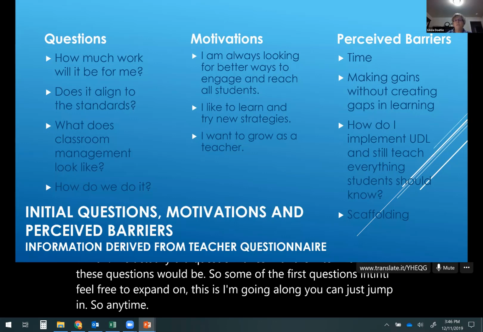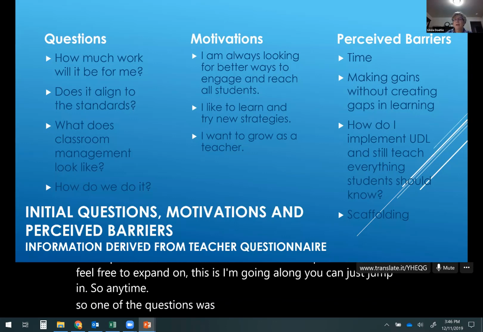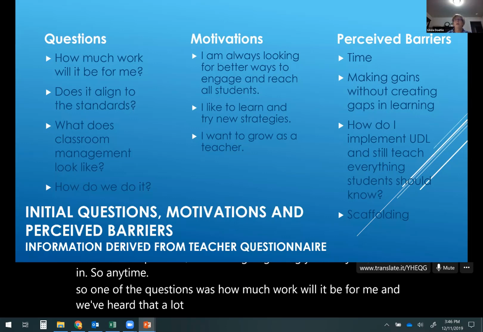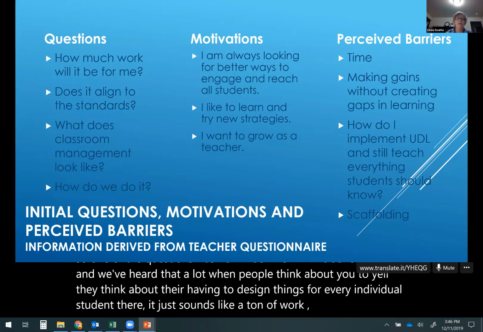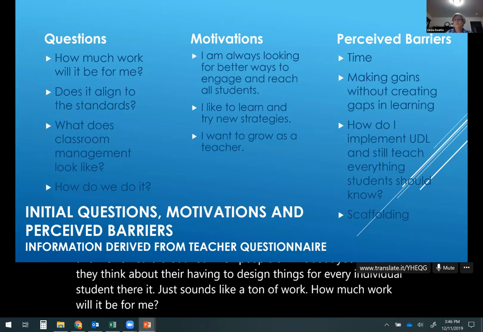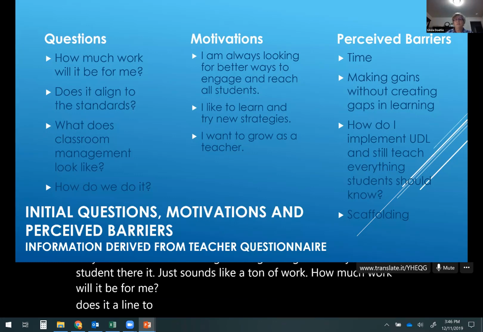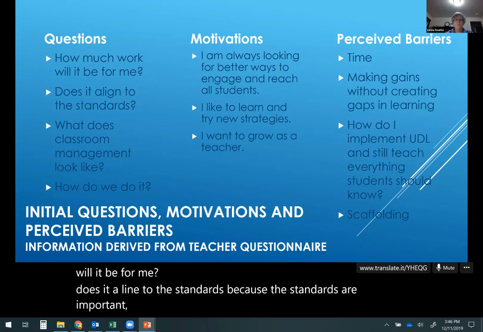So one of the questions was, how much work will it be for me? And we've heard that a lot. When people think about UDL, they think they're having to design things for every individual student. It just sounds like a ton of work. So how much work will it be for me? Does it align to the standards? Because the standards are important. And so if we're given all these different choices of work, how's that going to align to the standards?